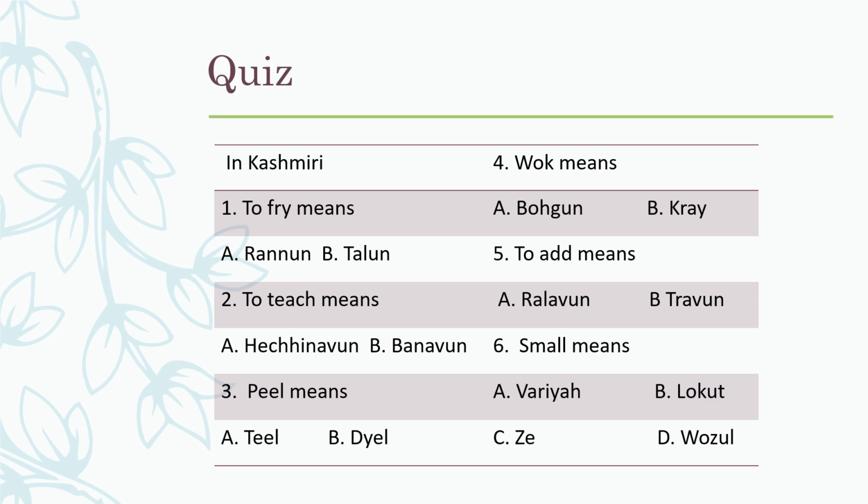Walk means A. Bohgun or B. Cry. To add means A. Ralavun, B. Travun. Small in Kashmiri means A. Varya, B. Lakut, C. Z or D. Wazul. The right answers are the ones that I have highlighted.